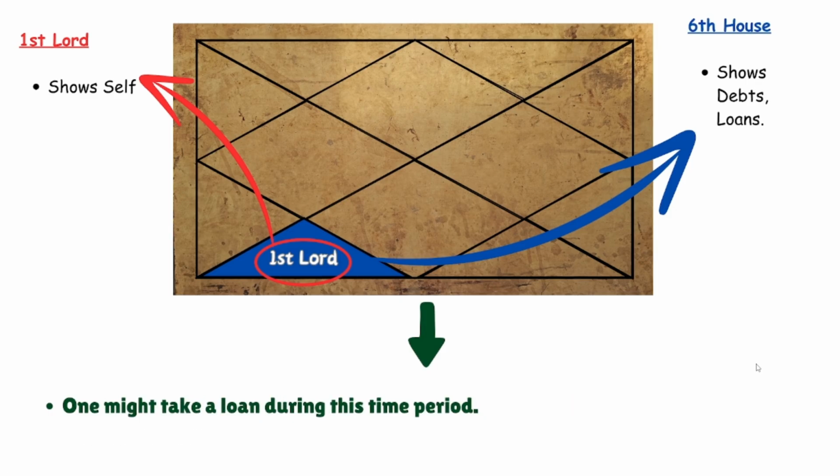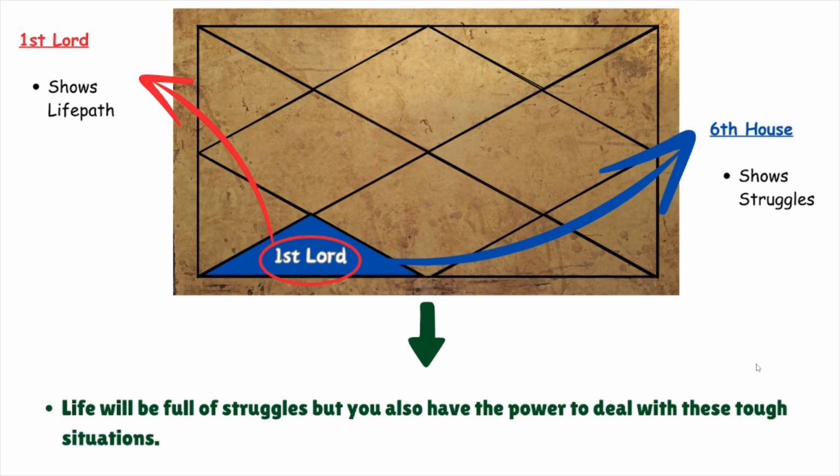First lord is a lord of self, and sixth house shows debts and loans. So with this placement, especially when this dasha period is activated, there is a possibility that you will take some kind of loan during this time period.